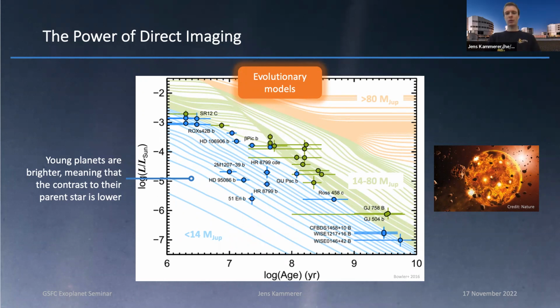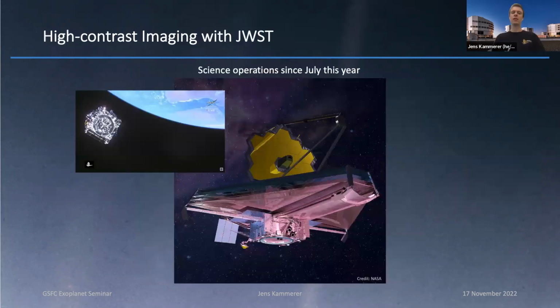All right, now that we have seen what we can do with the direct imaging technique, I think it's time to show some results from JWST, which of course has been successfully launched and commissioned during the first half of this year, and started science operations in July. It's been a very exciting time over the last 1.5 years at Space Telescope Science Institute. I'm sure it's also been exciting here at Goddard to see how this observatory is really outperforming the pre-launch predictions and doing really amazing science already in its early days.